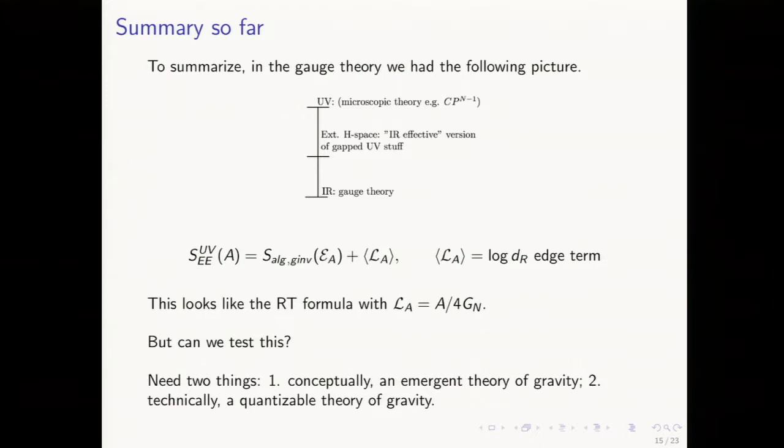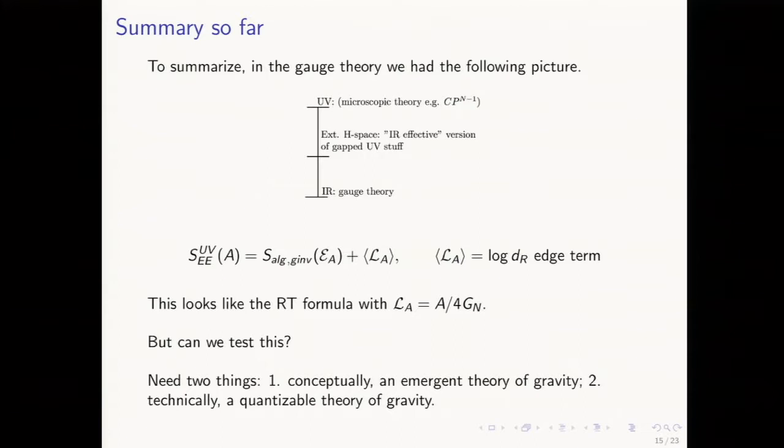But the problem is that for gravity, there are many reasons that things are more murky. Your representations are infinite dimensional. It's not clear what it means to cut a gravitational Wilson line with charges and so on. So I spent a while thinking about what has to happen if we want to test this idea. I think we need two basic ingredients, a conceptual one and a technical one.